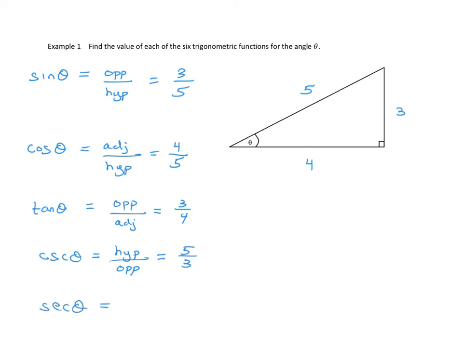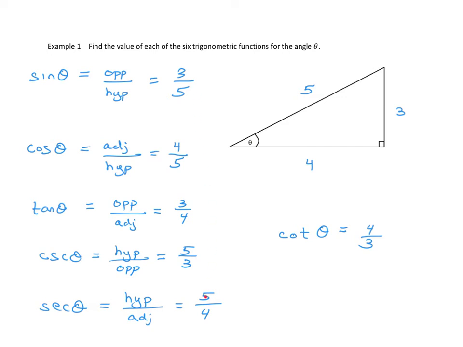Same idea for secant of theta. It is the reciprocal of cosine. So if I look here, I can flip this fraction, so I get 5/4. And lastly, I want cotangent. What is cotangent of theta? That's going to be the reciprocal of tangent, which is flipping this fraction, and I get 4/3.